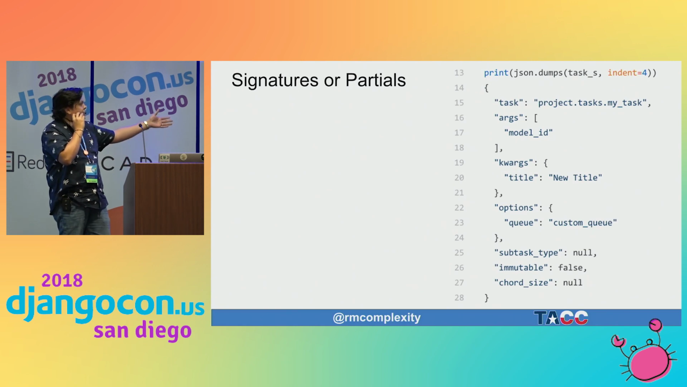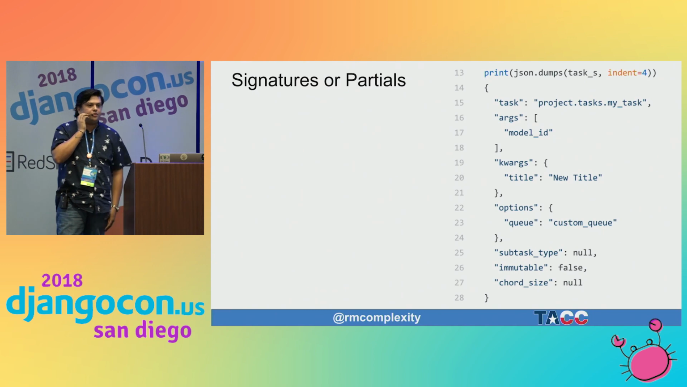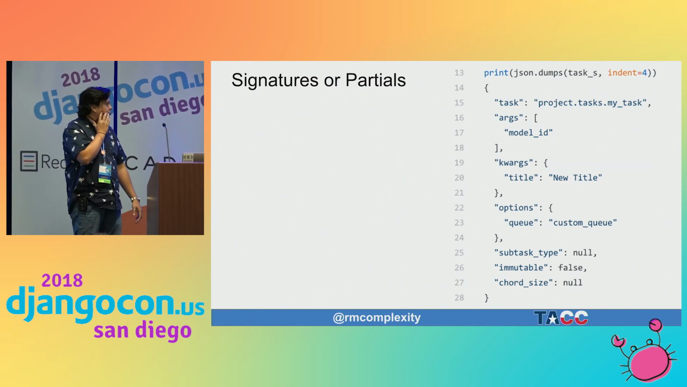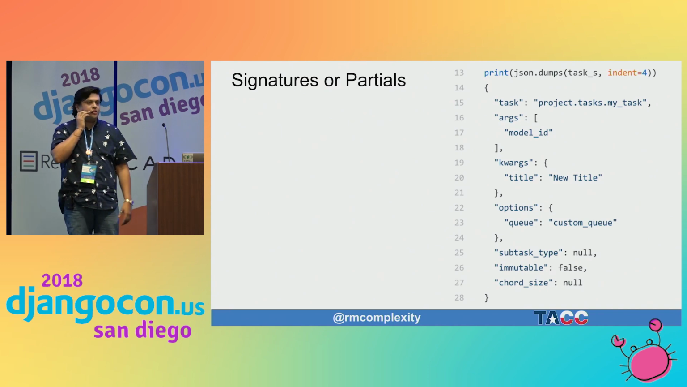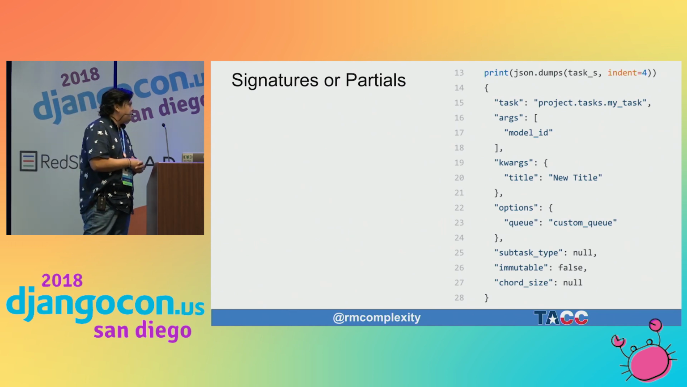Okay, so for instance, the serialization of this signature, as we can take a look at it here, is actually just a very simple dictionary. And this is what allows us to send this message to our workers through something like RabbitMQ or Redis or any other type of broker.